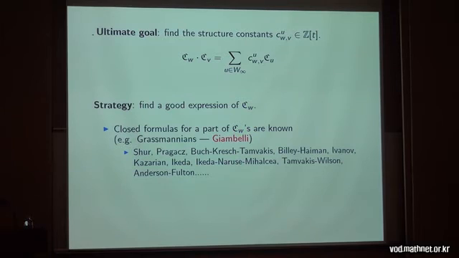So the ultimate goal is to find the structure constants of those double Schubert polynomials. But the strategy is you want to find a good expression of this Schubert class or double Schubert polynomials. Yeah? And in the previous talks, he was talking about type A, and then this double Schubert polynomial was given in terms of pipe dreams. And it's sort of a combinatorial closed formula, right?